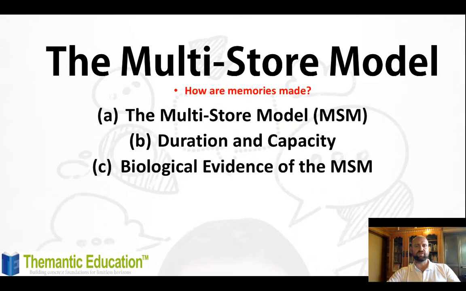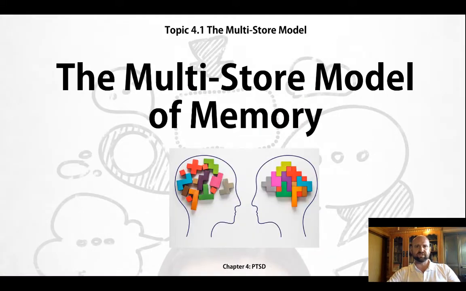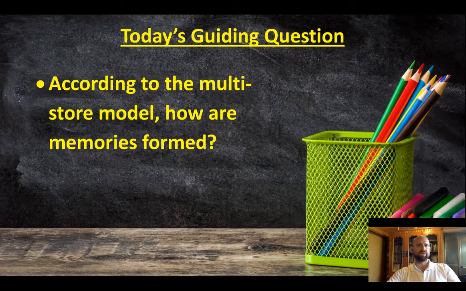And so we're looking at 3 lessons for the multi-store model. First, the introduction to it, then looking at the key study that shows the duration of the MSM, and then the HM study, which is the biological evidence. So in this first lesson, the multi-store model, this is our guiding question: according to the multi-store model, how is a memory formed?